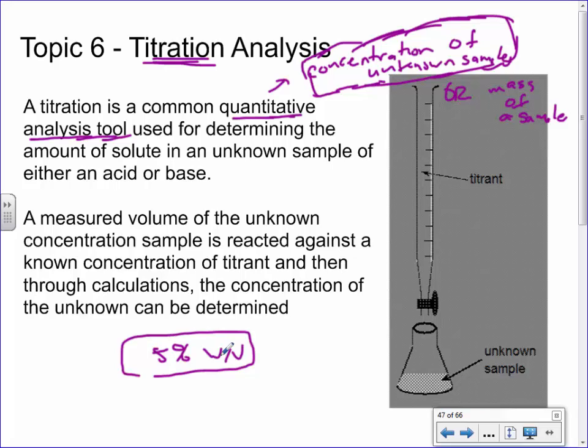A titration is a method to say, well, here's a solution that somebody else made. They, air quotes here, said it was 5%. Are they lying? Does that make sense? So that's what we're going to do: we're going to test and make sure that the concentration of our unknown sample is actually what it says it happens to be.